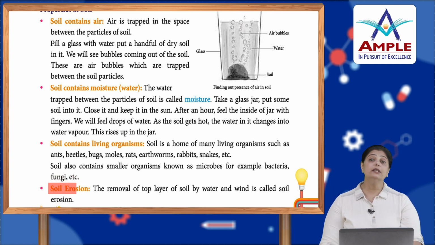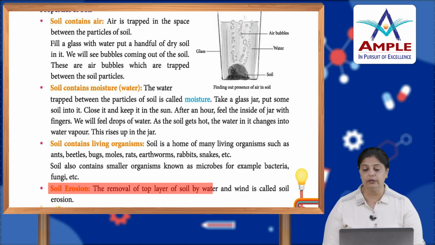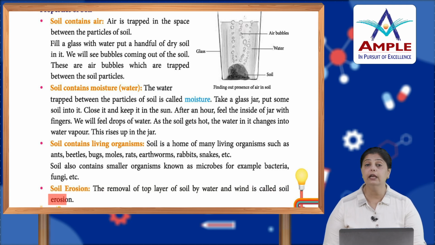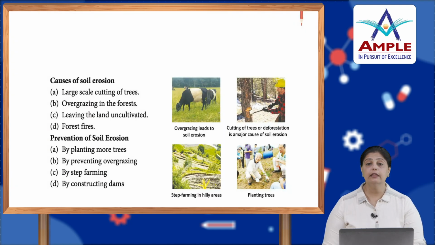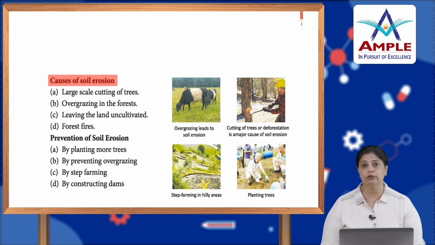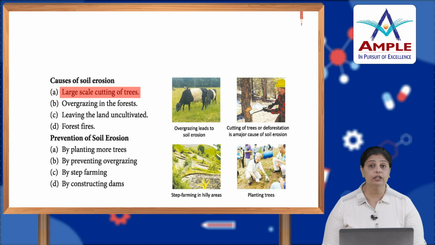Now, what is soil erosion? The removal of the top layer of soil by water and wind. So, when the top layer of soil gets washed away because of water or wind, then it is known as soil erosion. Now, what are the causes of soil erosion? How does it happen? What are the factors? Large scale cutting of trees.